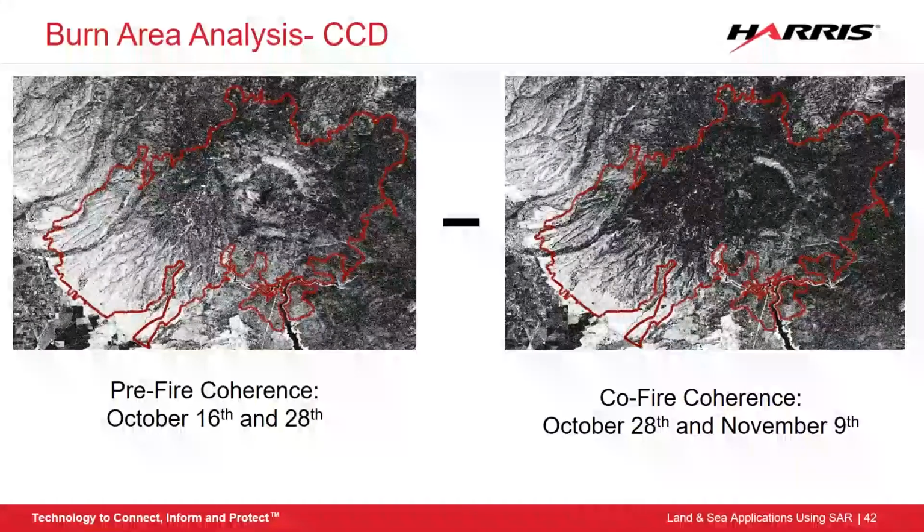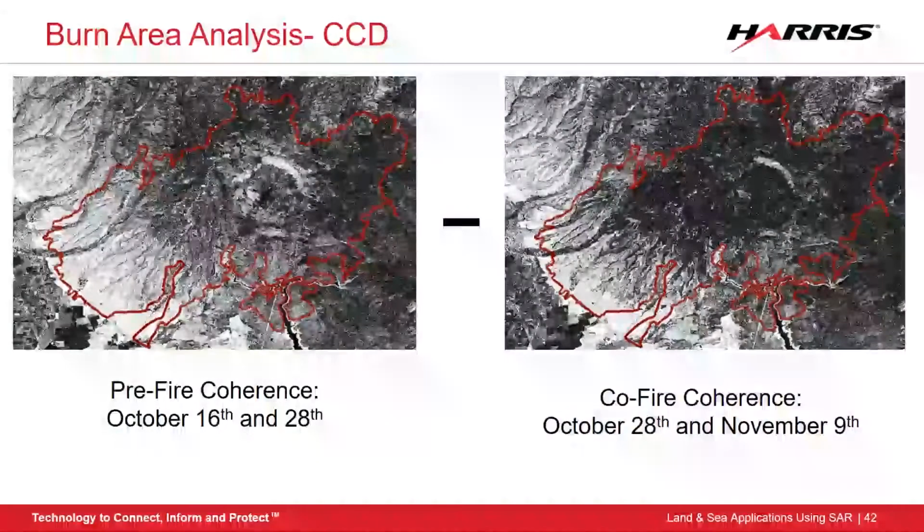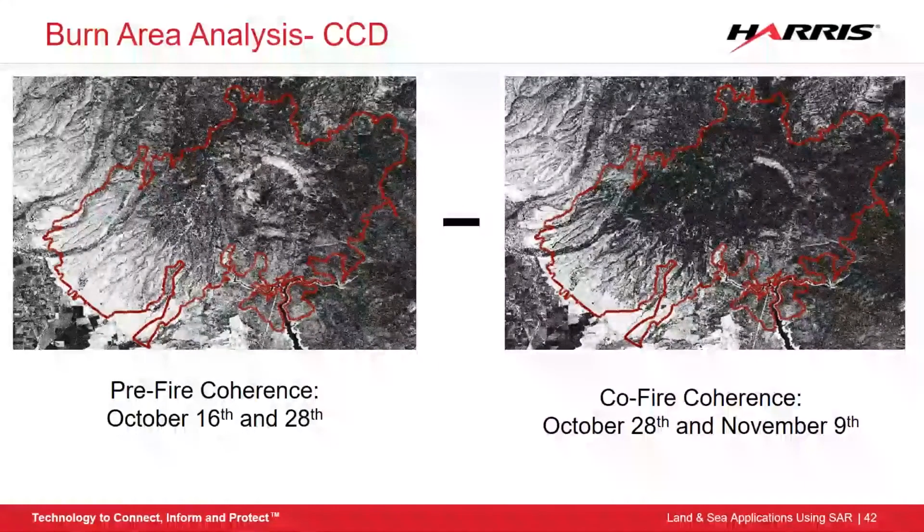When we take a look at the phase and intensity change, however, we have a much clearer view on the areas of large change between the pre and co-fire imagery. Dark areas are where coherence is low, and in this case, even from this pair of images, we can see how well these areas of low coherence line up with the fire boundary.